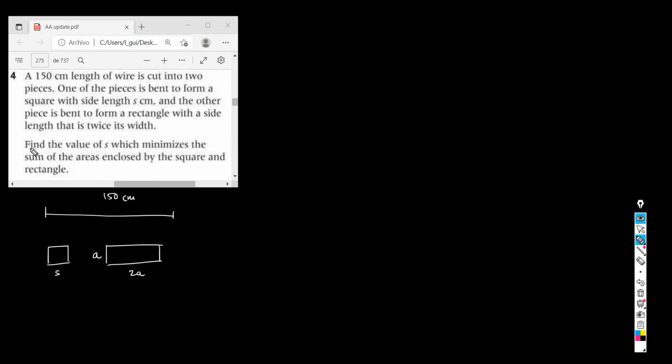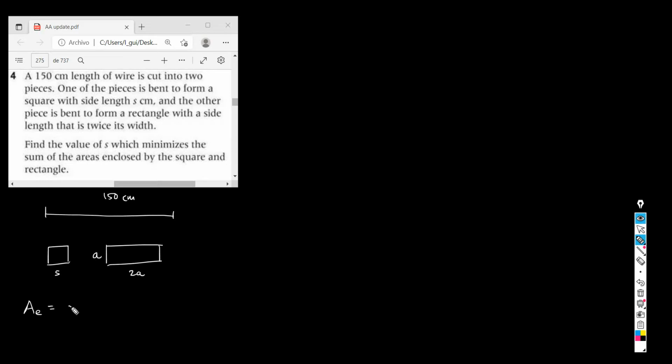Then the problem is: find the value of S which minimizes the sum of the areas enclosed by the square and the rectangle. All right, that's interesting. So let's write down the sum of this area plus this area, because that's what I want to minimize. I'm going to call that AE, area enclosed.